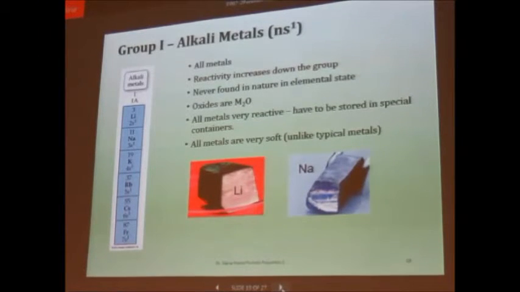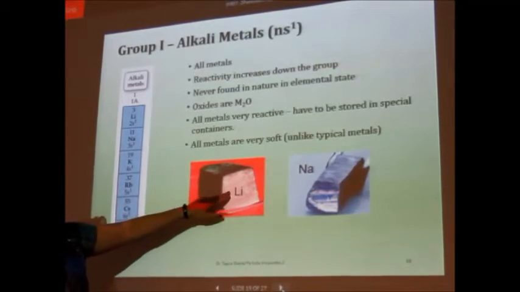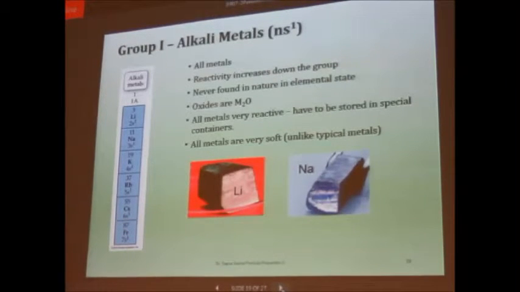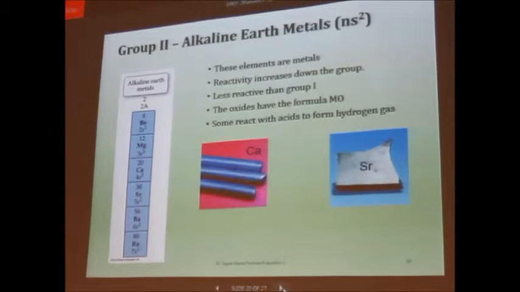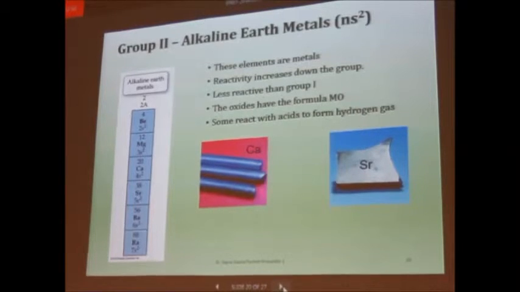They have to be stored very specially because they react very fast. You can look at lithium over here, look at the outside and look at the inside, what a difference there is. That's because of the reaction going on outside, not because there is a peel to it. You don't peel lithium to get lithium, nothing like that. It's not a banana. Then alkaline earth metals, which are group number 2.